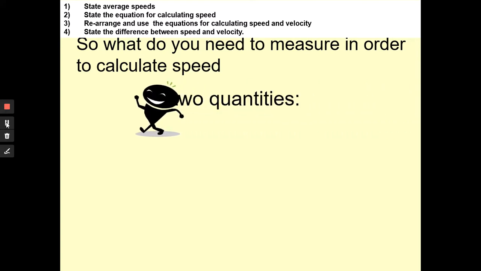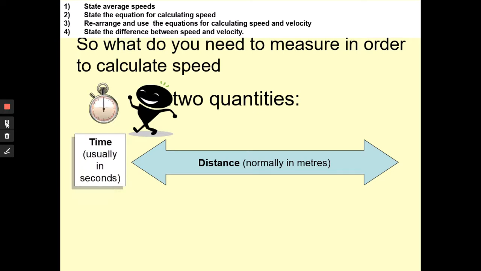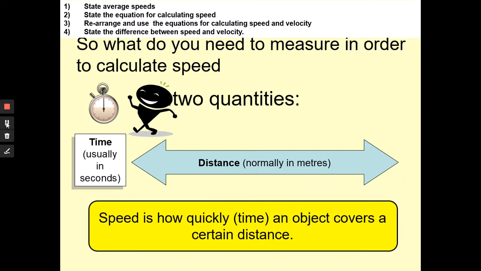So you already know this, but let's just make sure we plug all of the gaps. If you're going to calculate speed, you need to know 2 quantities. You need to know the distance travelled by a moving object, and in physics we normally measure that in meters. We then also need to know the length of time it took to travel that distance, and again, in physics, we normally measure that in seconds, because speed is how quickly an object covers a certain distance.